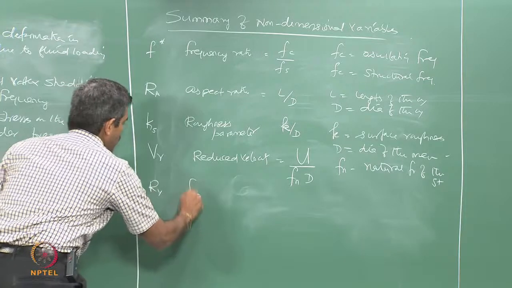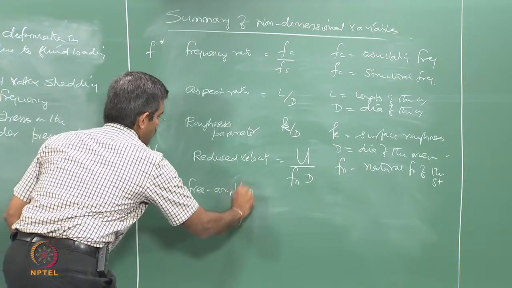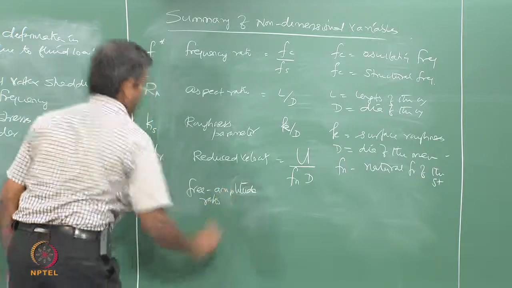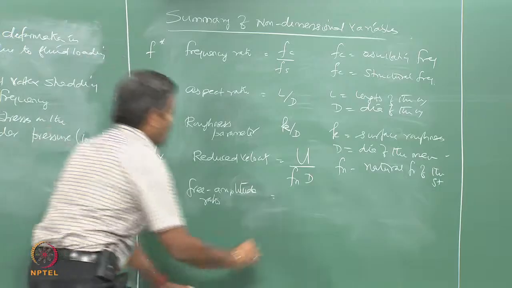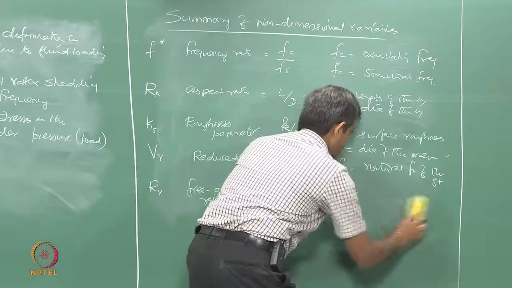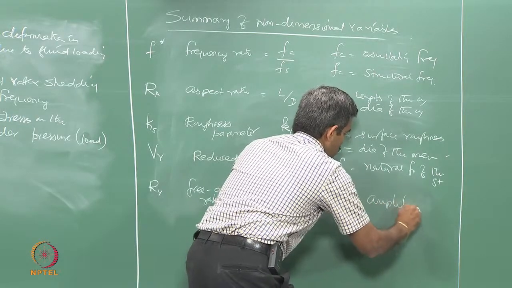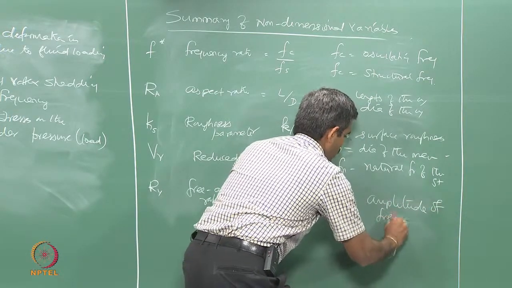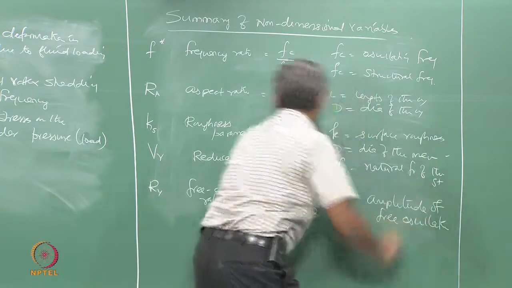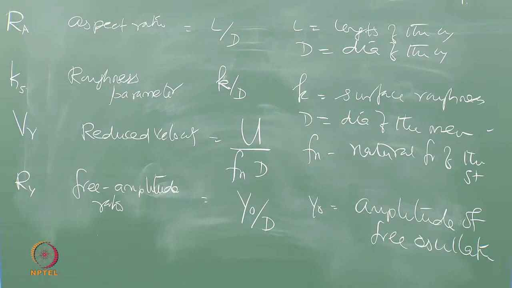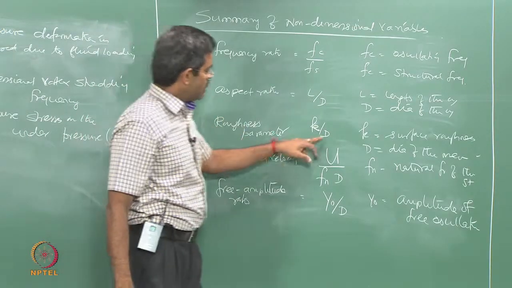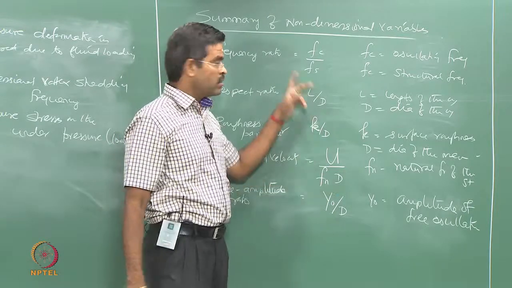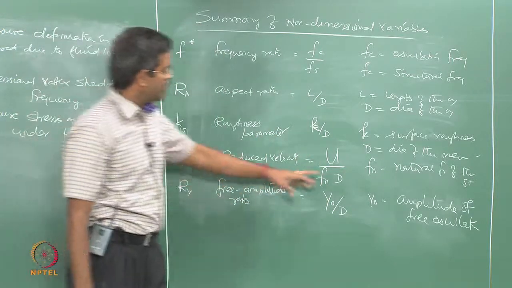Ry called free amplitude ratio, which is given by Y0 by D, amplitude of free oscillation. You will obviously see most of the cases in these non-dimensional variables are connecting the behavior of the flow field to that of the diameter. That is why they are called design parameters also, because most of them are connected to the diameter, you see.